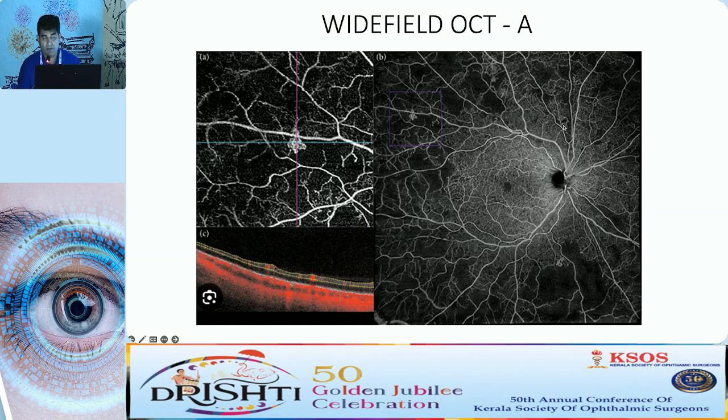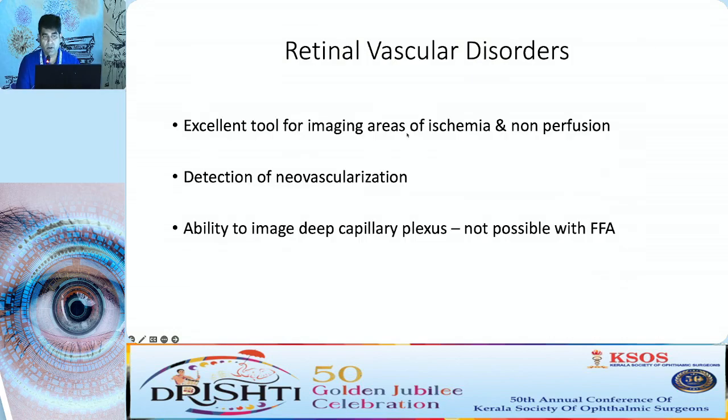So nowadays in the market there is wide field OCT angiography, which is about 16 by 16 millimeter, with which, with a single shot of OCT angiogram, we get the peripheral capillary dropouts, and even the peripheral neovascularization can be seen. Now coming on to retinal vascular disorders, OCTA is an excellent tool for imaging areas of ischemia and non-perfusion. It also helps in detection of neovascularization. And the ability to image the deep capillary plexus is one advantage of OCTA over fundus fluorescein angiography.